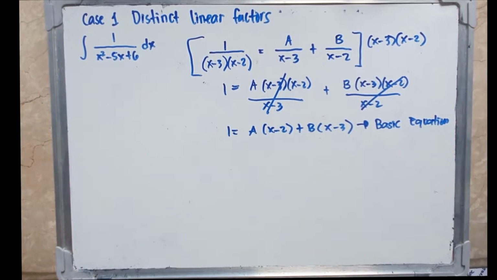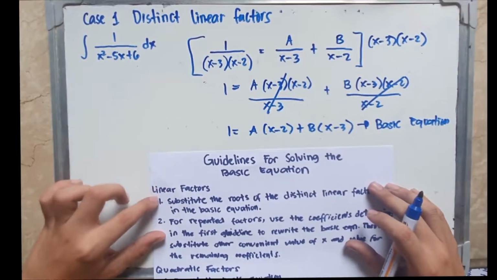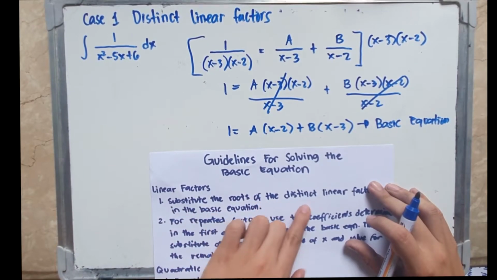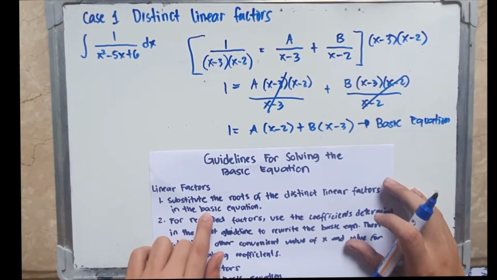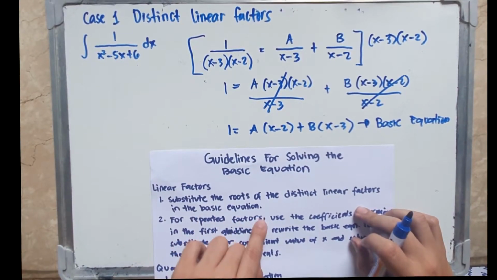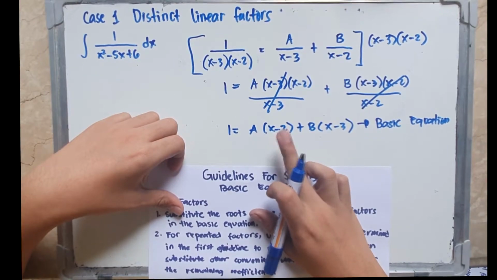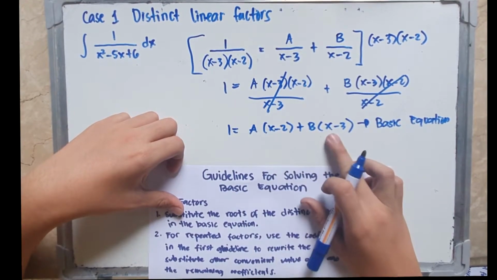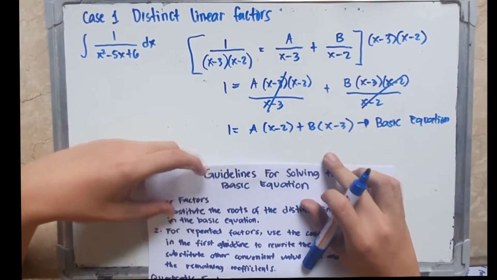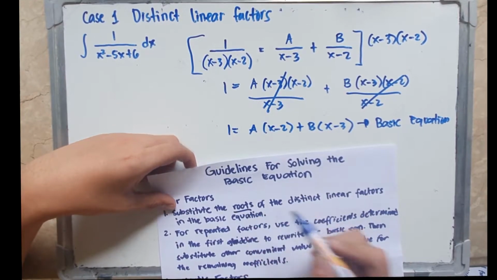Let's go back to the guideline. Okay, for linear factors, substitute the roots of the distinct linear factors in the basic equation. This is our basic equation. Let's try to substitute the roots. Okay, what is the root here? x equals 2. What is the root here? x equals 3. Okay, so we will be substituting the roots.